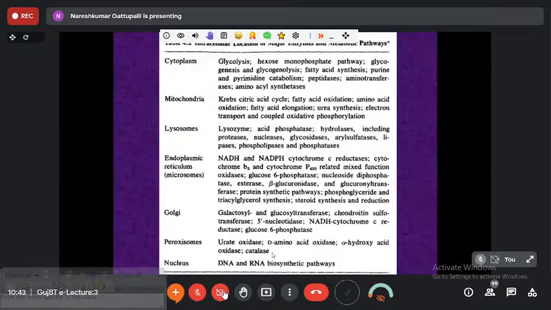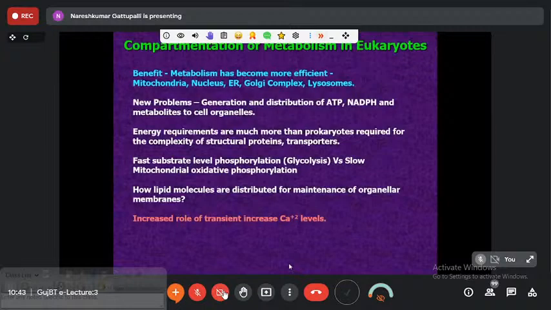Now, because of the big size, each one has to become more sophisticated, and the compartmentation has divided that. These specialized functions also, each one requires energy. Whatever we talked about, ATP, NAD, NADPH, all of them are required. So what is the benefit of this? Metabolism has become much more efficient. Each one is able to segregate, and becomes much more efficient systems.